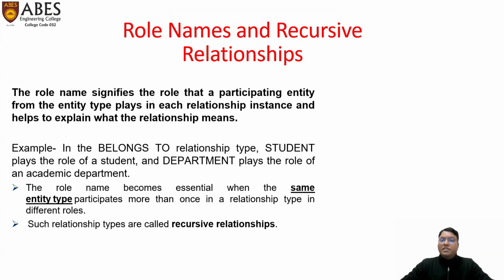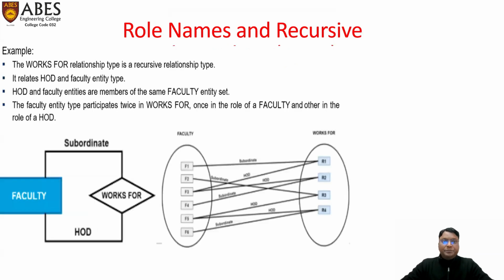Role names and recursive relationship. The role name signifies the role that a participating entity from the entity type plays in each relationship instance and helps to explain what the relationship means. For example, in the belongs to relationship type, student plays the role of a student, department plays the role of an academic department. The role name becomes essential when the same entity type participates more than once in the relationship type in different roles. Such relationship types are called recursive relationships.